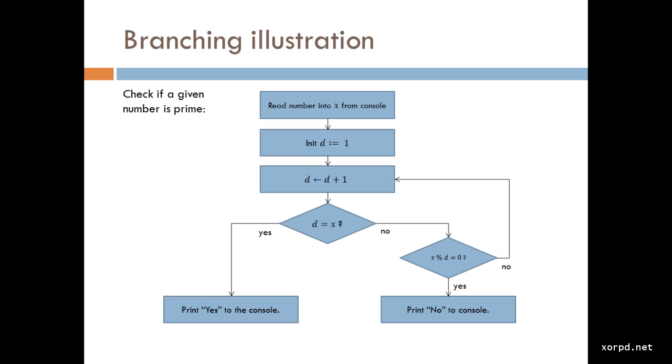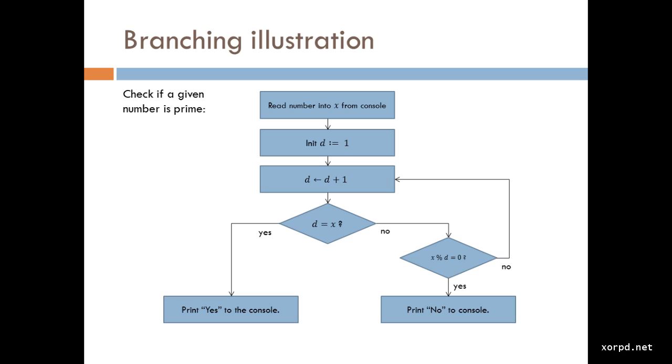Next, a bit of a different shaped place, a kind of a diamond, and inside the diamond we check if D equals X. Then there are two options. We can have as a result yes or no. If D doesn't equal X, which usually in the beginning it is not supposed to be equal to X because D begins with 1 and here it turns into 2 in the beginning, then we are going to do this check.